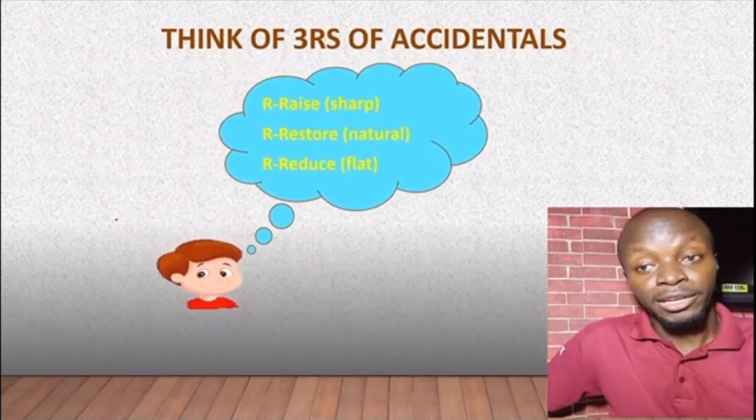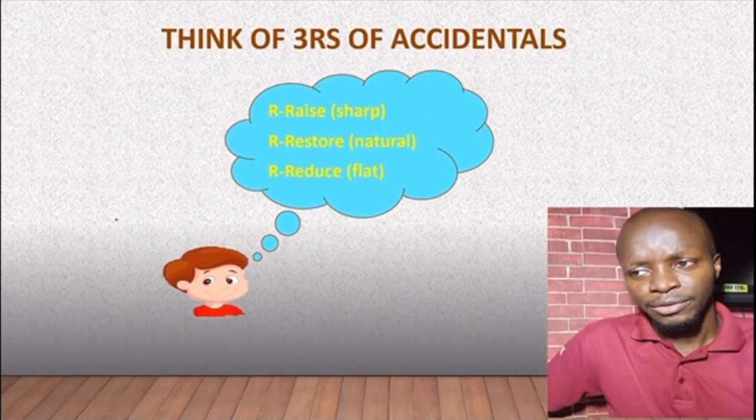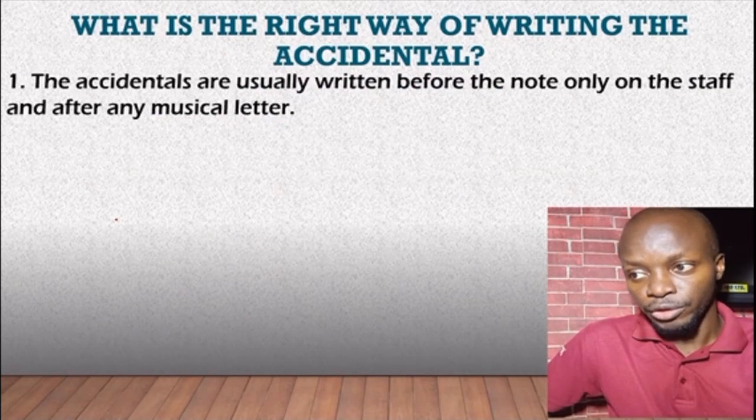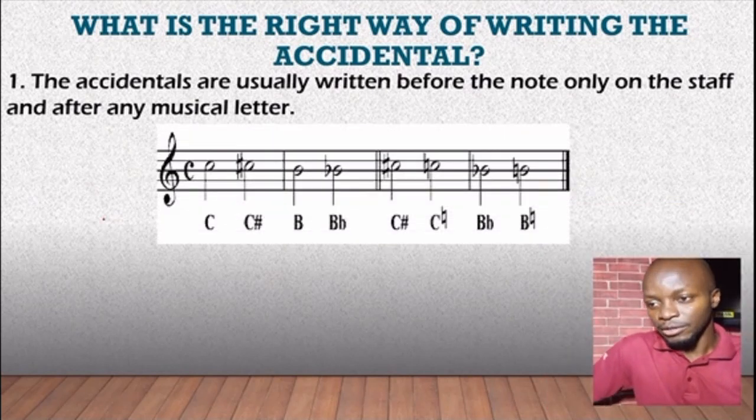Think of the 3 R's of accidentals: raise, restore, and reduce. The accidentals are usually written before the note on the staff and after any musical letter. Let's say that. On the staff, you see the sharp is written before C here, but you call it C sharp.